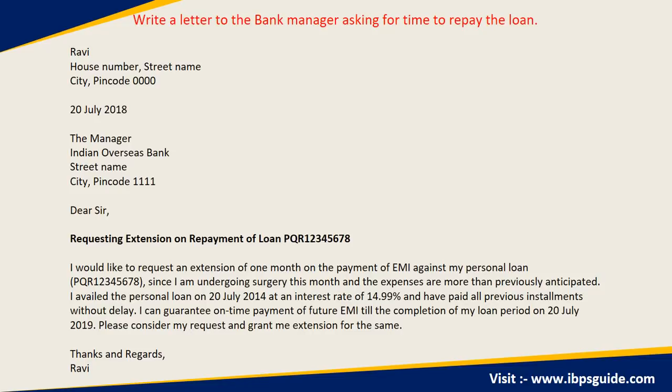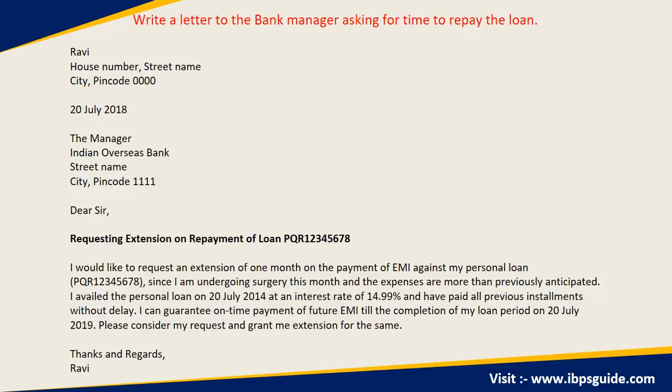So as you can see in the body of the letter, the first sentence tells you what exactly this person wants and why. Okay, so he's saying, I would like to request an extension against the EMI and all that.